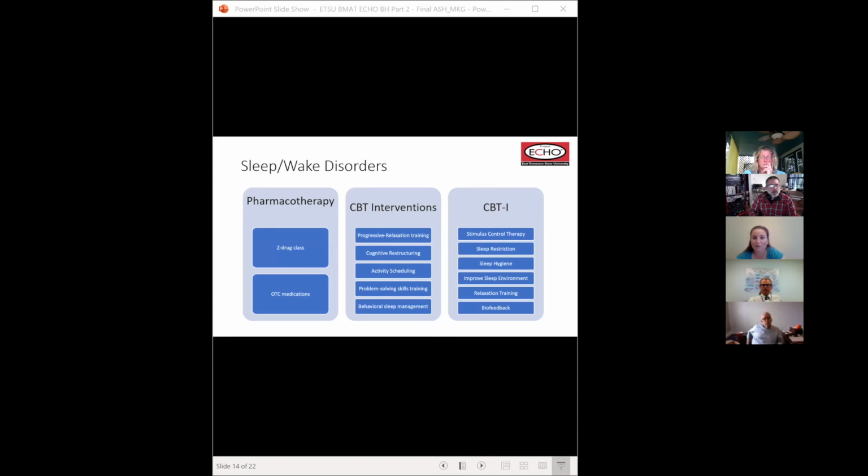There are some quicker fix options, including pharmacotherapy, and then there are some that take a little bit more training and a little bit more investment on the front end, but do have really long-lasting success, including cognitive behavioral therapy, specifically cognitive behavioral therapy for insomnia, which includes things related to changing the environment of sleep and controlling stimulus, not watching TV, not watching the scary, stressful news right before bed, as well as training in relaxation skills.